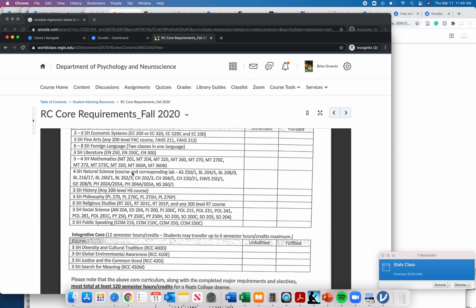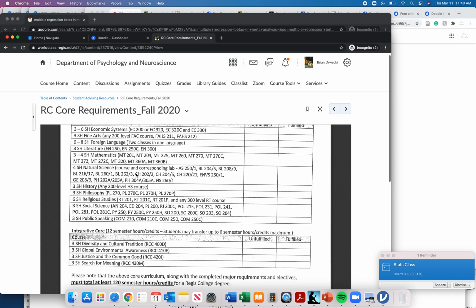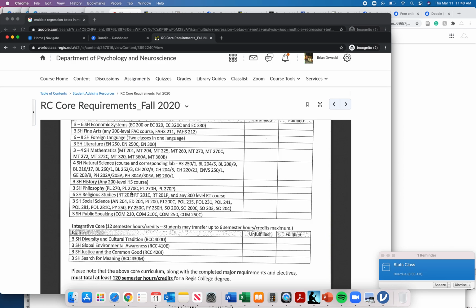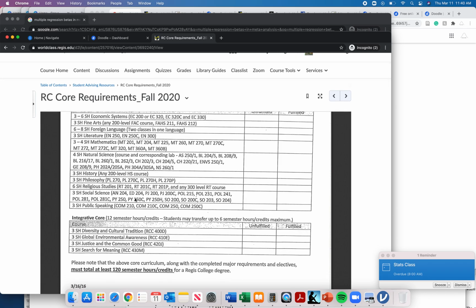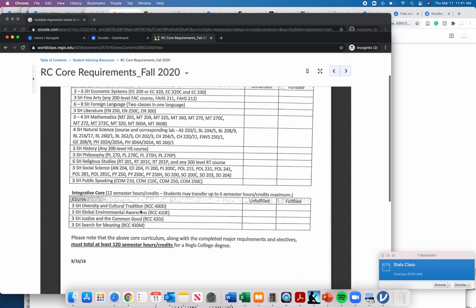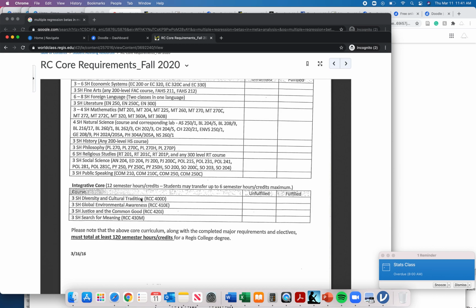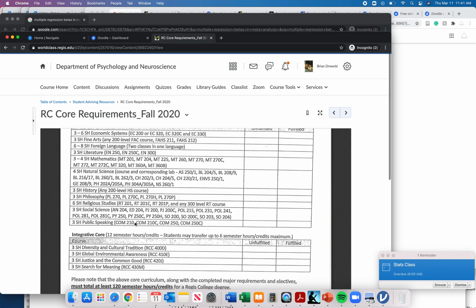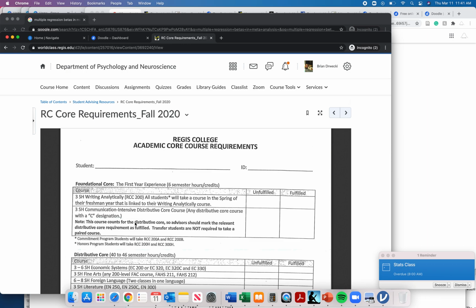Natural science, you need 1 course in the natural science, and as neuro majors, you will have that course with brain and behavior. Any 3 semester hours of history, philosophy, 2 courses of religious studies, social science, which you will have, and public speaking. Your integrative course, sophomore year, you want to take the diversity core, then you want to take your other course as well. You have to take 120 total credit hours to graduate. That's 15 per semester. So you need 120. You need to check all these boxes, and you need to check all our boxes from before. That will get you graduating on time.